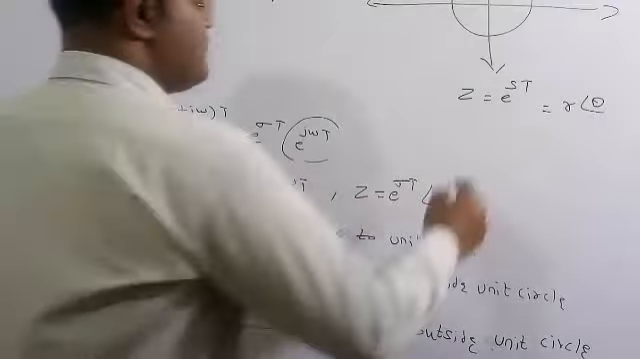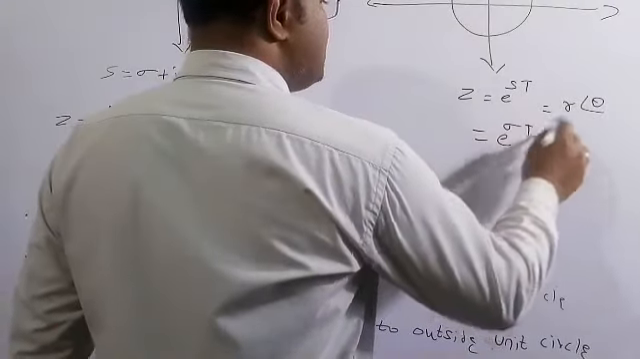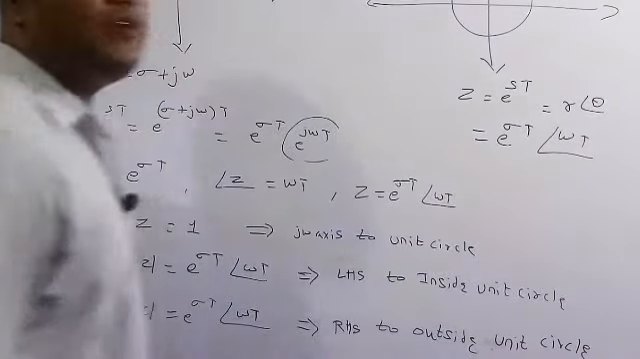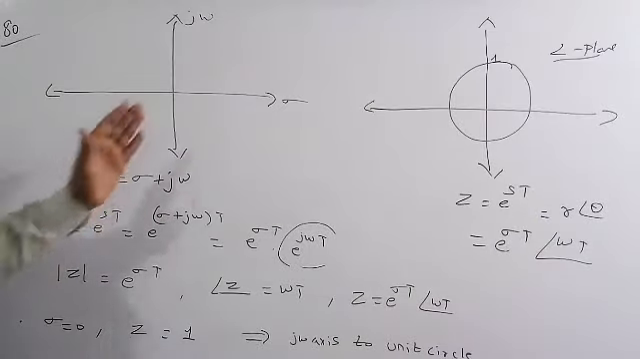So finally z is nothing but, here e to the power of sigma t is nothing but the radius of the circle, and similarly the angle is omega t. So this is what we have here. Now I am going to convert from the s plane to the z plane.